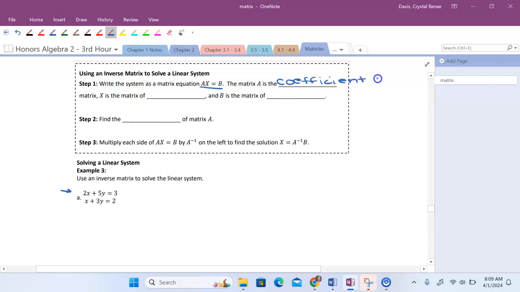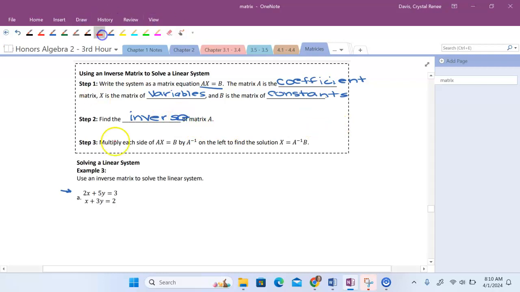So it's going to give us the coefficients of the variables. X is the matrix of variables, and B is called the matrix of constants because those are just numbers. So we're going to do that first. Then we're going to find the inverse matrix of A like we just did, multiply both sides, and then solve. So this is very, very similar to what we just did.